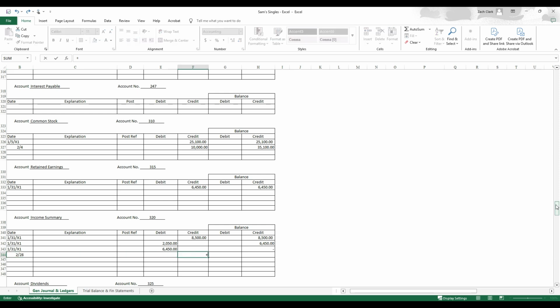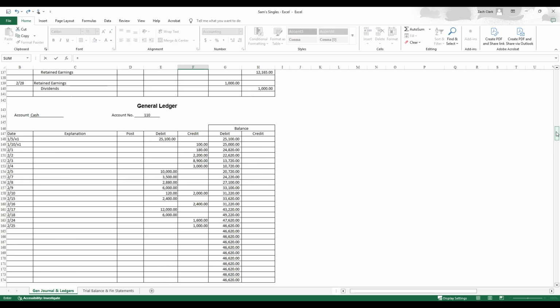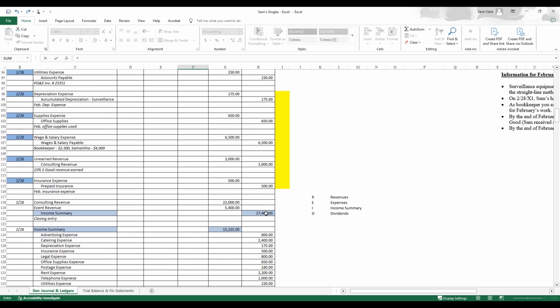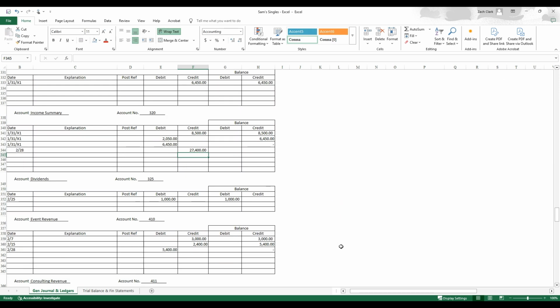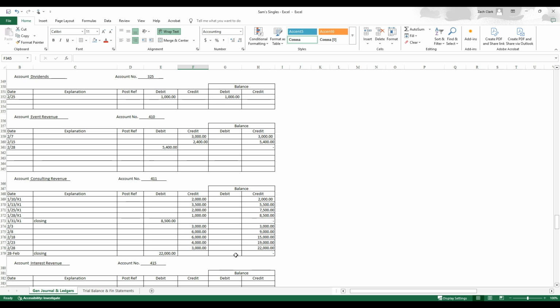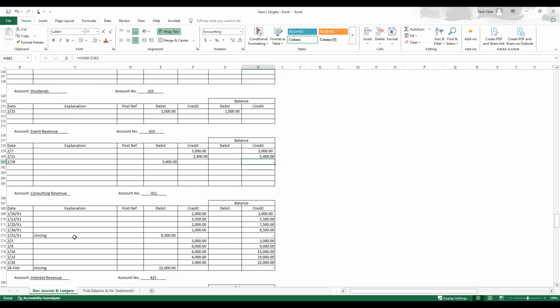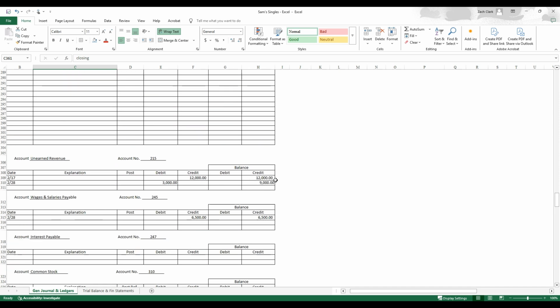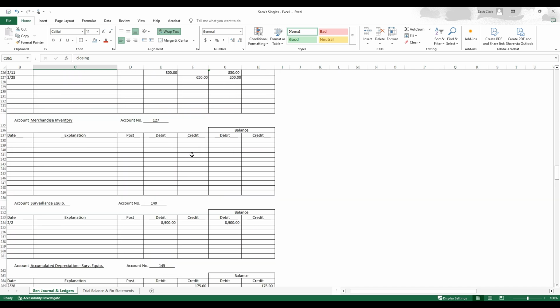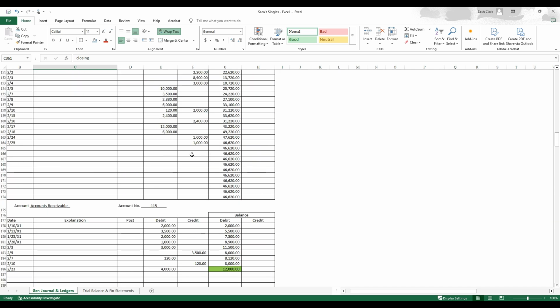Okay, so we're crediting the income summary first. That's the first entry, right? Credited 27,400. And we debited consulting revenue and event revenue. So those are 0 now. That's good. That's what we want. I'm just going to put closing here. And then we want to do kind of this same thing you can see above for all of the expense accounts.